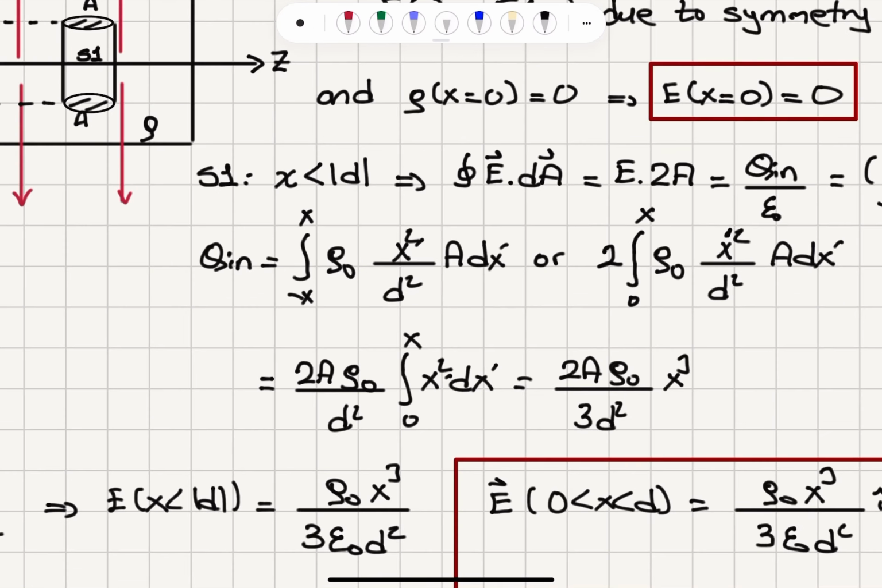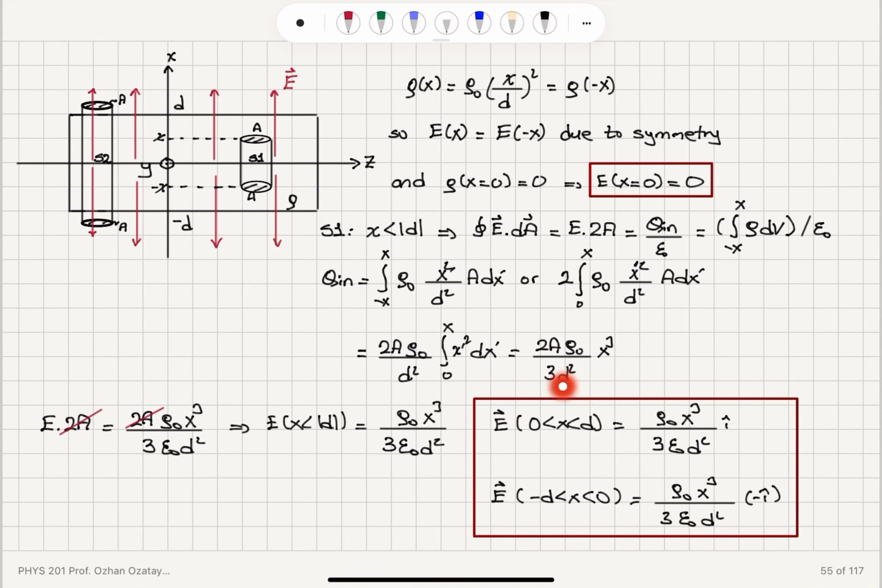The answer of the integral is x prime cubed over 3. Evaluated at x, it becomes x cubed, so it's going to be x cubed over 3. So 2A rho 0 over 3d squared times x cubed is the charge enclosed.